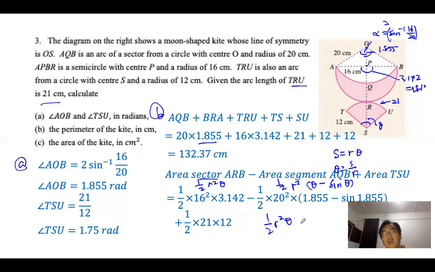Because 1 over 2 R square theta, so R theta equals S. Therefore it's 1 over 2 R S. So here this one is R, this one is S. So this one is a shortcut. So remember, if you are given the length of the arc, you just multiply by the radius, you get the answer for the area of the sector. But you have to divide by half. That is the formula.